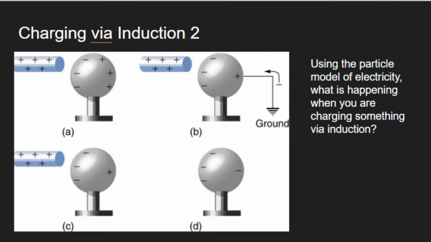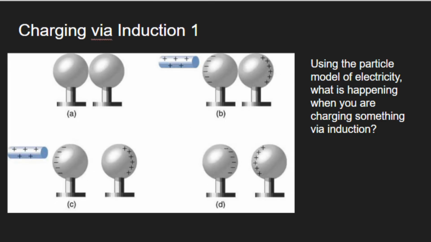So the idea for both of these methods for charging through induction is you need to basically have a system where you bring a charged object near it. So you get kind of this polarization, right? You get negatives at one end and positives at the other. And then you cut that system in half, or you cut the connection between those two parts of the system, and you'll be left with one part of the system being negative and one part being positive.